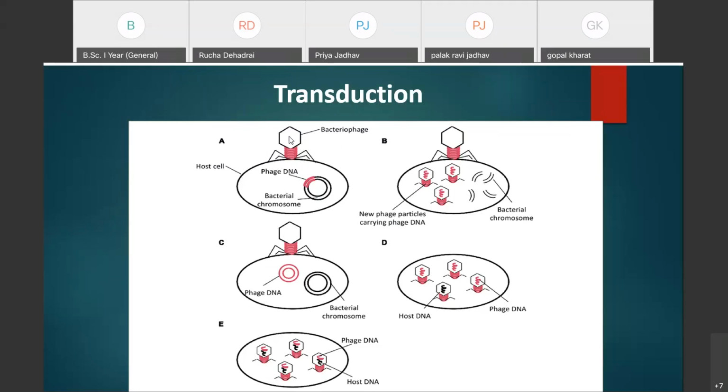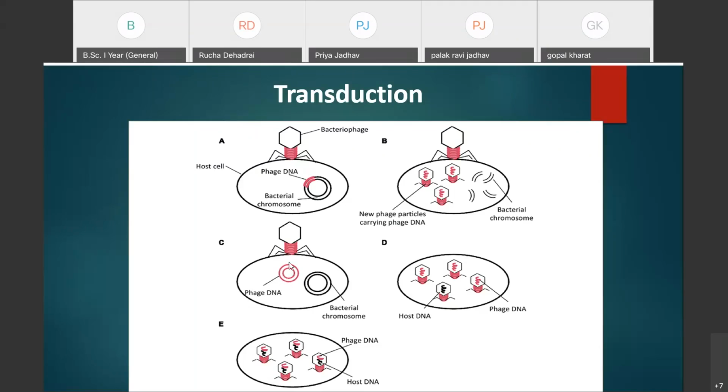Later on, the genetic material of the bacteriophages will enter the bacterial cell. Then here it is the phage DNA, that means the DNA of the virus, the DNA of the bacteriophage. It will take control over the protein synthesizing machinery of the bacterial cell, and it will then direct it to develop a large number of virus particles.